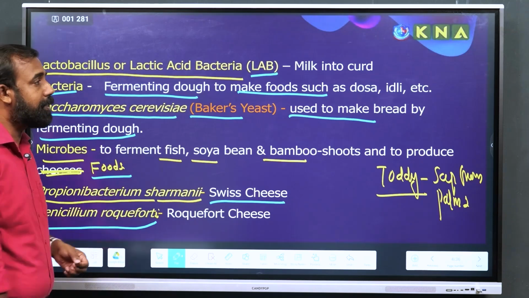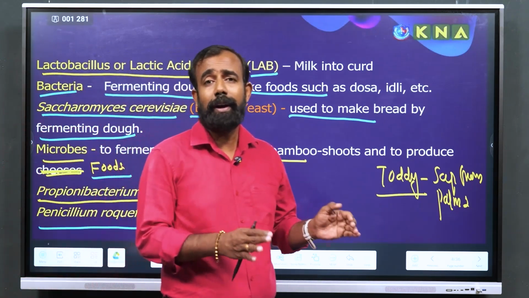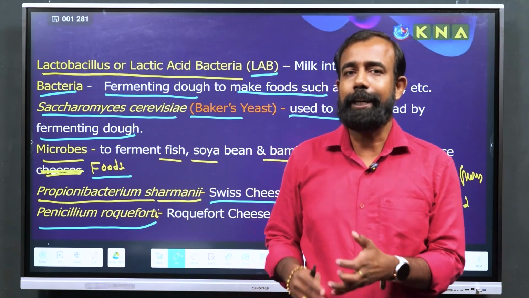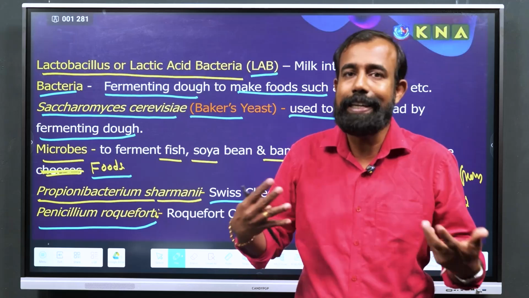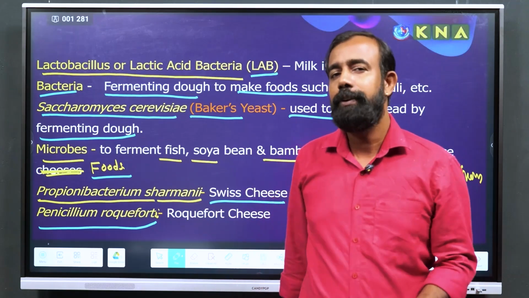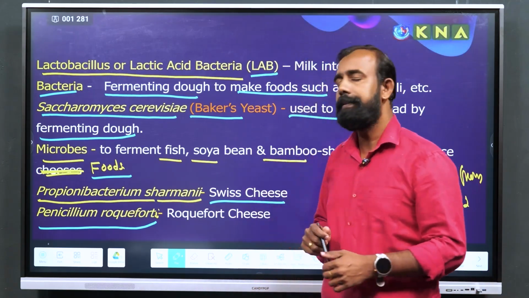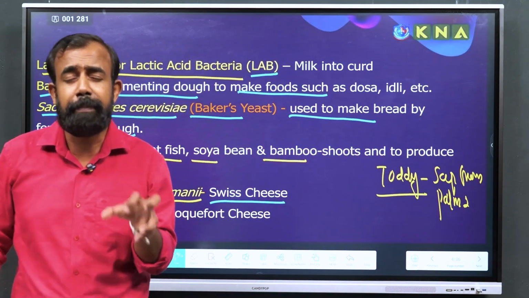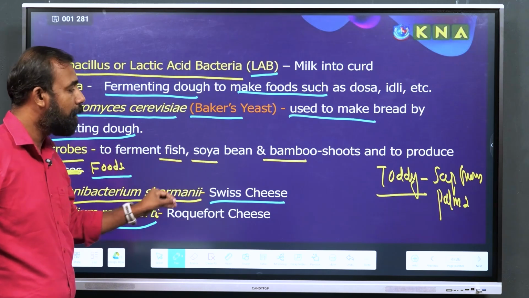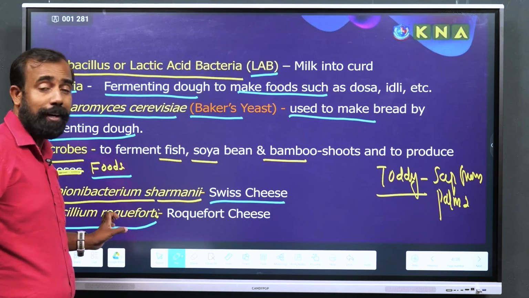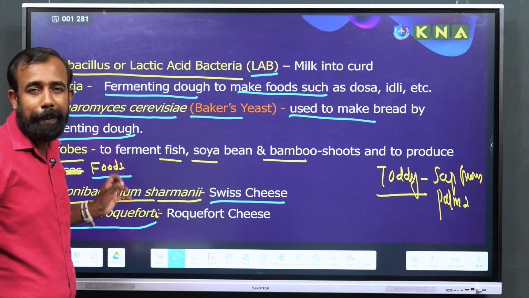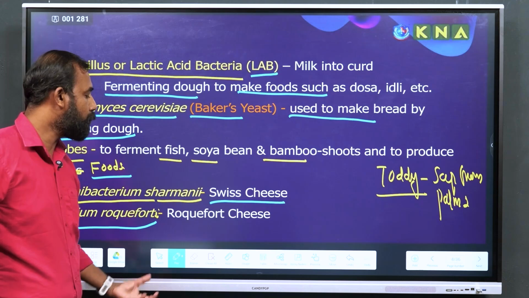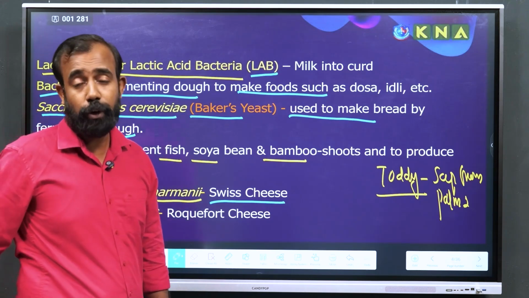You can match the following. Lactobacillus or lactic acid bacteria convert milk into curd. Saccharomyces cerevisiae is a fungus, a yeast, also called baker's yeast, fermenting dough to make bread. Propionibacterium shermanii, study the name, is used to make Swiss cheese. And there is a fungus called Penicillium roqueforti, used to produce Roquefort cheese.